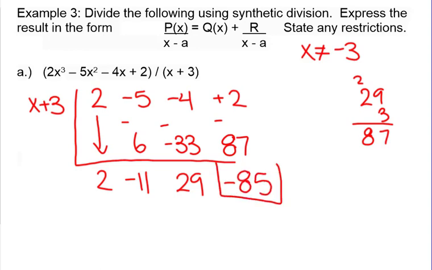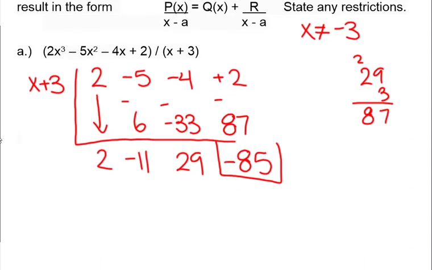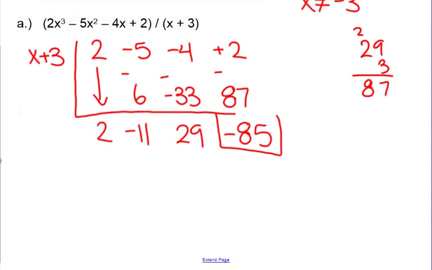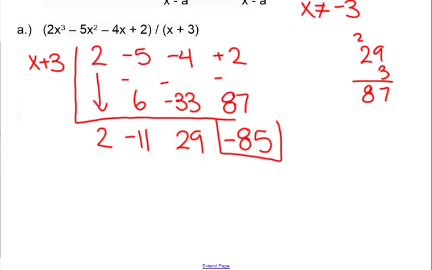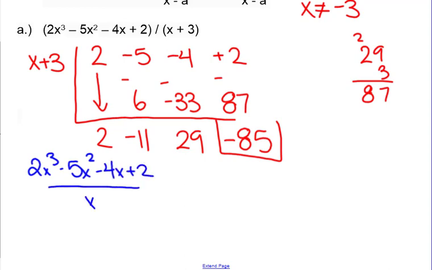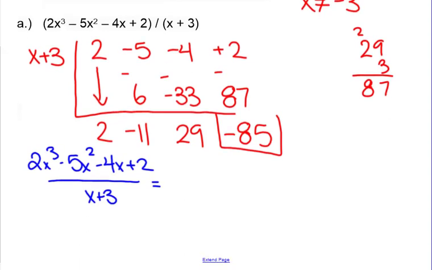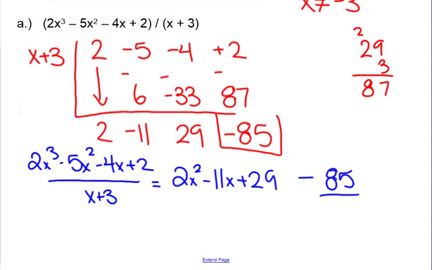That last term is our remainder. So if we're putting it in that p of x form, that would be 2x cubed subtract 5x squared subtract 4x plus 2 over x plus 3 is equal to our quotient, which is what we had left. So 2x squared subtract 11x plus 29 plus our remainder. So subtract 85 over x plus 3.